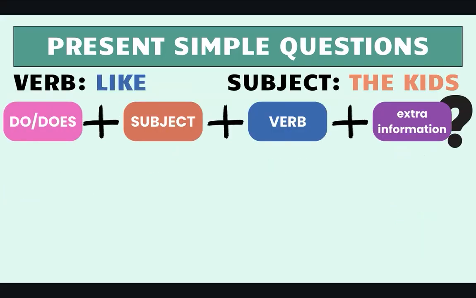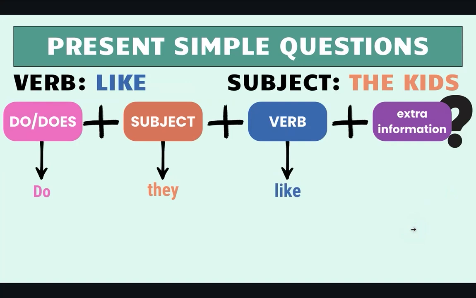So let's build a sentence using the verb like and the subject the kids. As we saw a few minutes ago, the kids is a group of children that does not include me, so I'm going to use the pronoun they as my subject. Since we need to use the pronoun to decide whether we use do or does, let's write down our subject first. They. Since they is not third person singular, we're going to choose to start our question with do. Do they. Our verb is like.